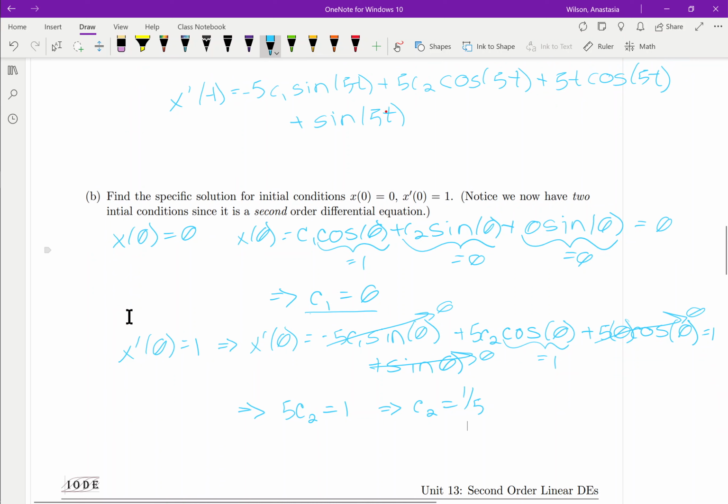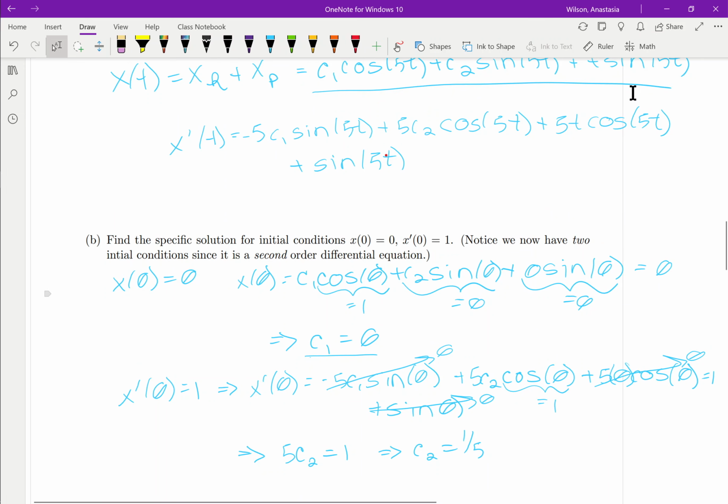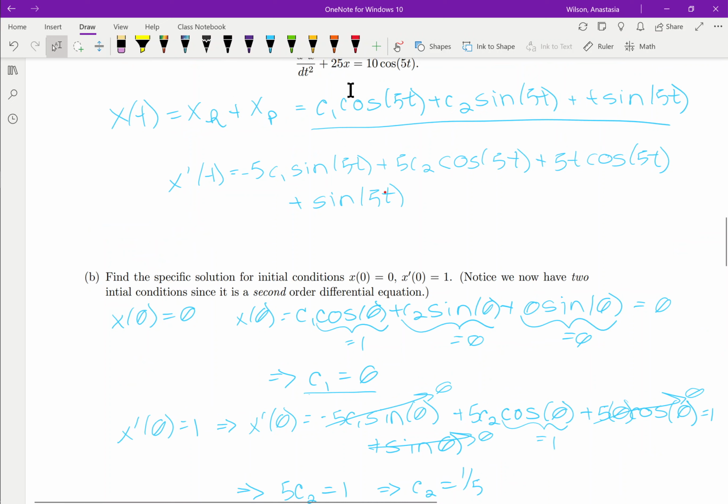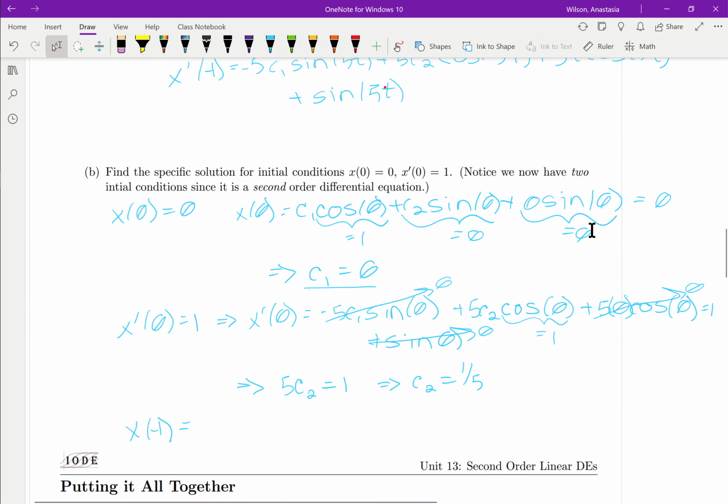So for the specific solution, we need to take these values for c and substitute them into the solution to get the final answer. So x of t is equal to, c sub 1 was 0, so that whole term goes away. c sub 2 is 1/5, so we will have 1/5 sine of 5t plus t sine of 5t.